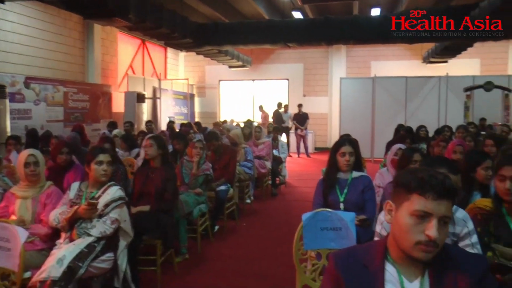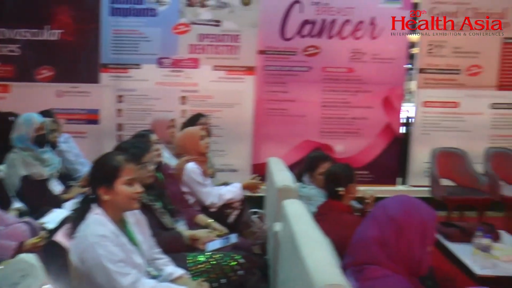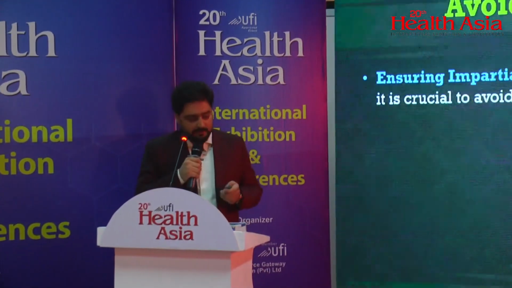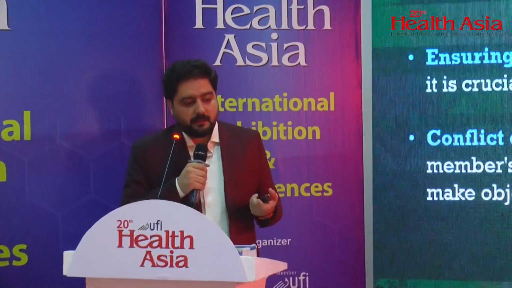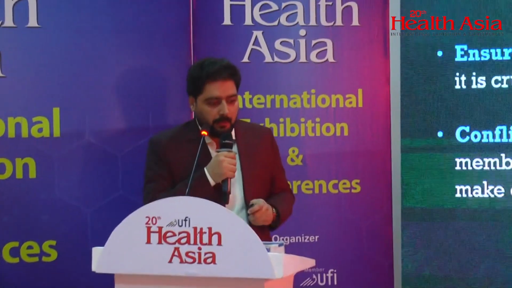Okay. Now you see, to maintain the integrity and impartiality of an IRB, it is crucial to avoid conflict of interest among its members. Conflict of interest arises when an IRB member's personal or financial interest could compromise their ability to make objective decisions regarding a research study. If they are biased towards any project, if they are directly or indirectly involved in any research, it could produce any kind of bias. So you have to avoid the conflict of interest.